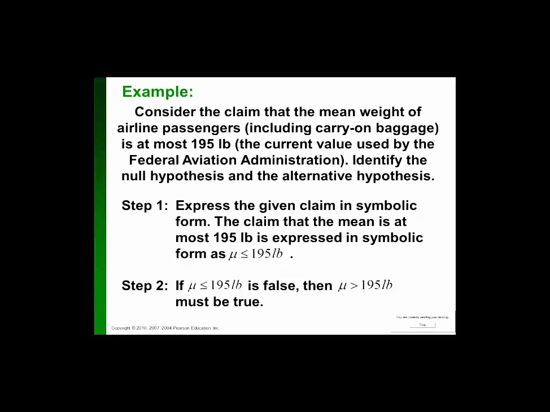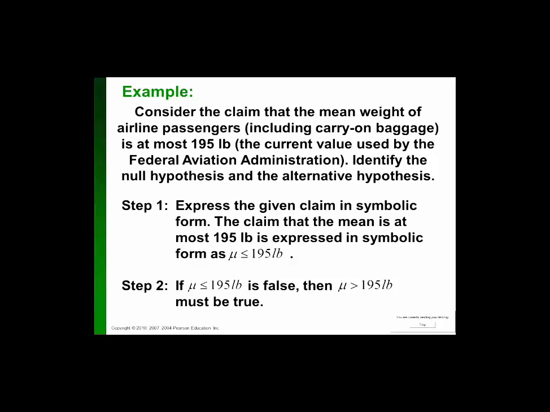So the claim is that mu, the mean weight, is, what does at most mean? Less than or equal to. So the claim is that mu is less than or equal to 195. The complement of that is mu is greater than 195. Which one gets to be your alternative hypothesis? The one that does not have the equal to. You never have an equal to in your alternative hypothesis.